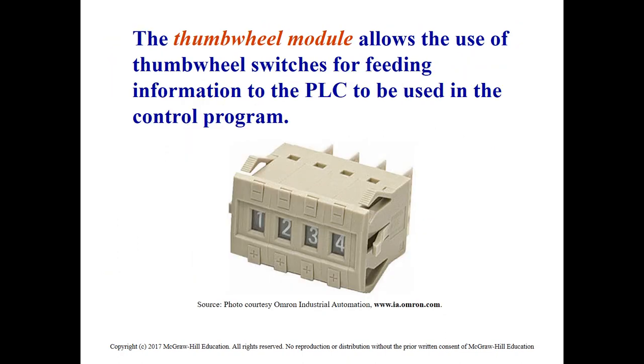The second type of special module here is the thumb wheel module, which allows the use of a thumb wheel switch for feeding information. So we have here something like a counter. In order to get these readings into the programmable logic control system, to perform some control operation, we need to use such modules to interface between the thumb wheel module and the PLC system. So the data can be fed from these modules to the CPU unit.